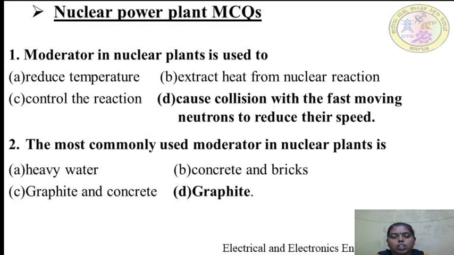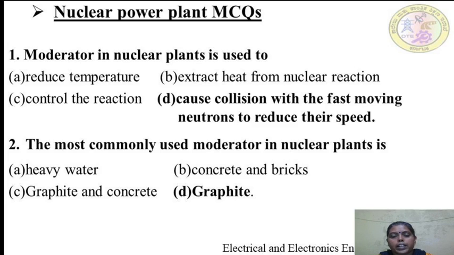Next, let's move on to the next topic, that is, nuclear power plant multiple choice questions. So far, in the second session, we have discussed the nuclear reactor and its components, along with the main components of a nuclear power plant and their functions.